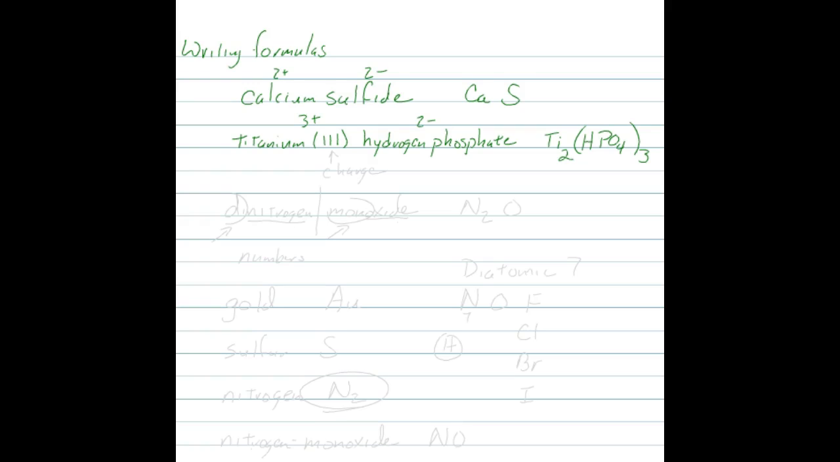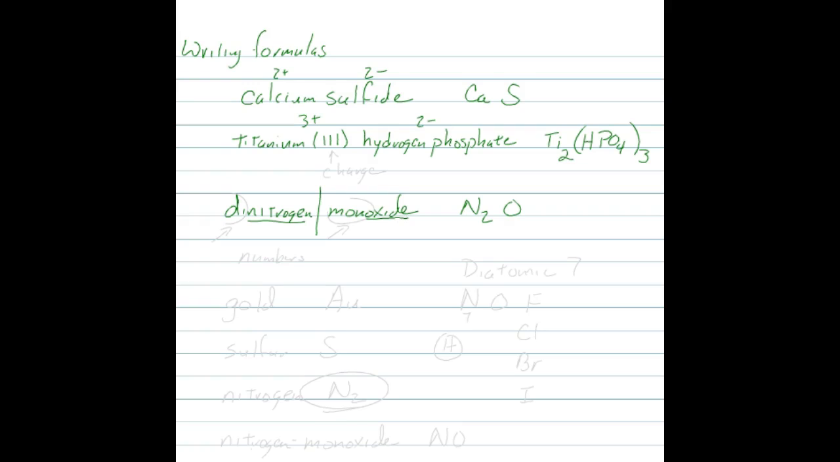If you have prefixes, if you have dinitrogen monoxide, each word is separate. So this is nitrogen. How many nitrogens? 2, so it's N2. Oxide is O. Mono means 1, so N2O would be dinitrogen monoxide.